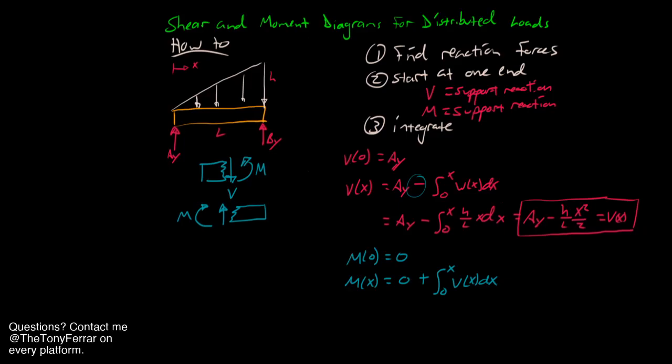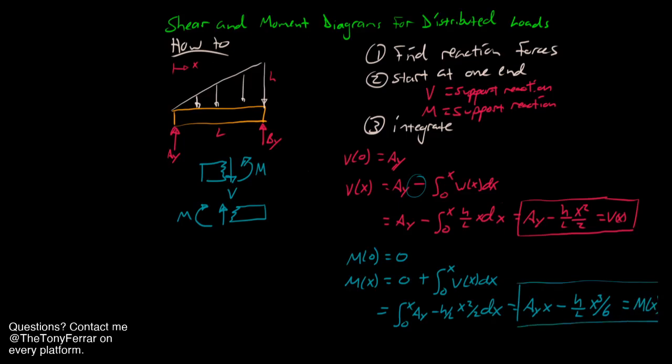We're just going to sub our function in. So we've got the integral now from 0 to x of Ay minus h over L x squared over 2 dx. And if you integrate that, you get Ay times x minus h over L x cubed over 6. That is our moment function m of x, for this distributed load. So now we have equations. All we have to do is graph them.